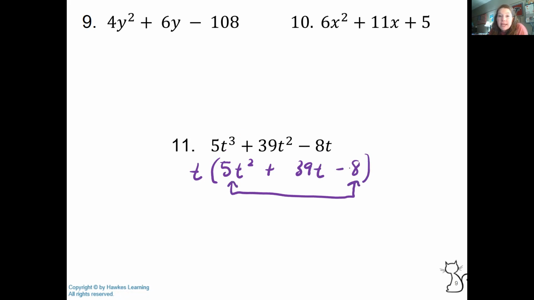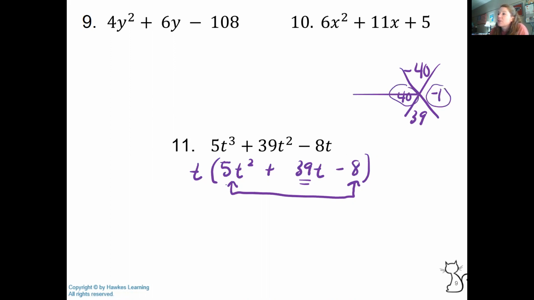Now I'm going to do my AC method. 5 times negative 8. Don't forget that negative sign, is negative 40. So I want a product of negative 40 and a sum of 39. Well, that's got to be 40 and 1, doesn't it? I need a positive 39, so my biggest number has to be positive. So how about 40 and negative 1? Isn't 40 times negative 1 negative 40, and 40 plus negative 1 is positive 39? Yep. So these are our two middle terms right here.